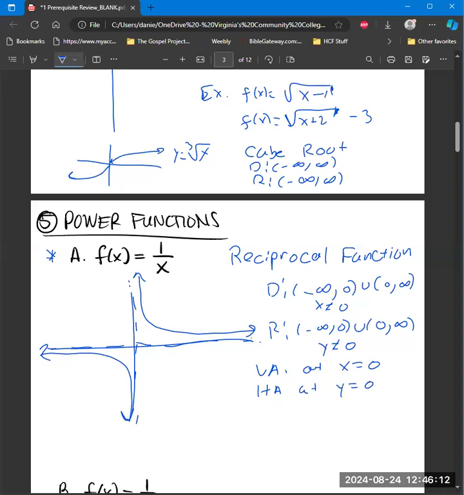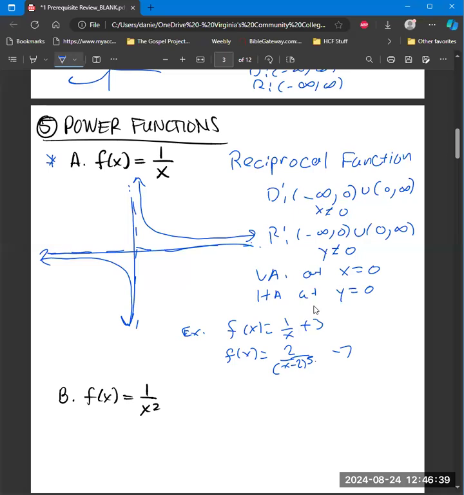Examples of what this may look like. Examples, f of x may be something like 1 over x plus 3, or we may get something like f of x equals 2 over x minus 2 to the 5th minus 7. This power here doesn't necessarily have to be 1, but this is an odd negative power on x. Will look something like this.